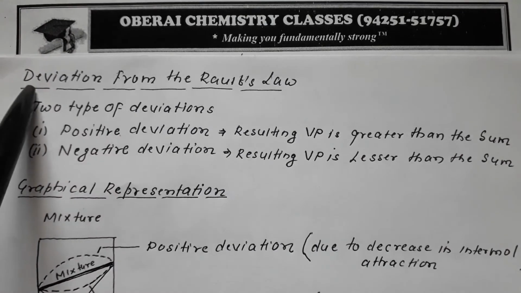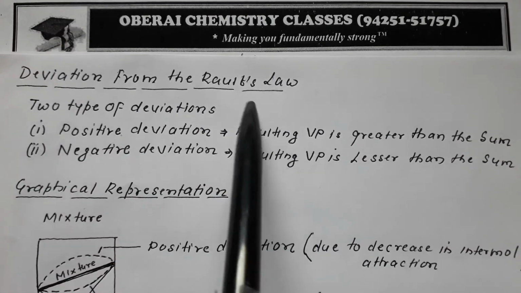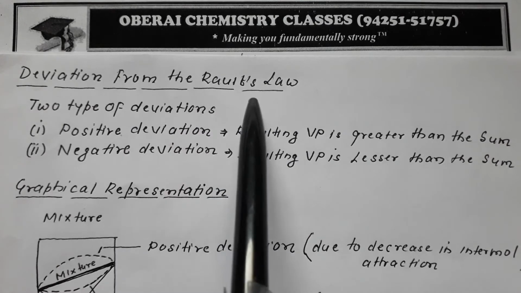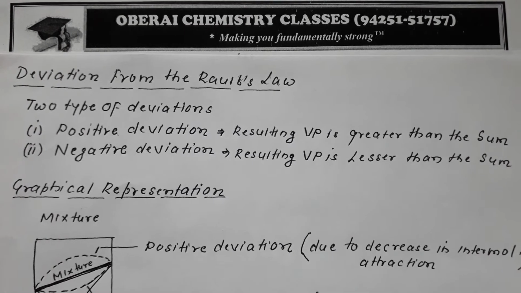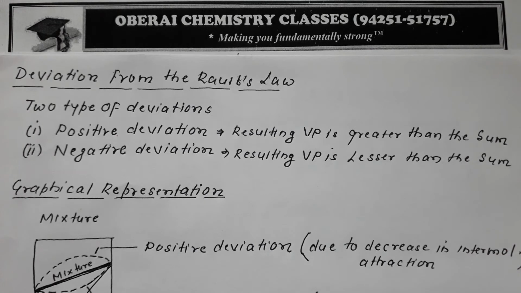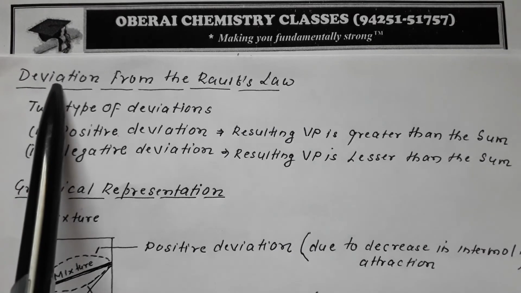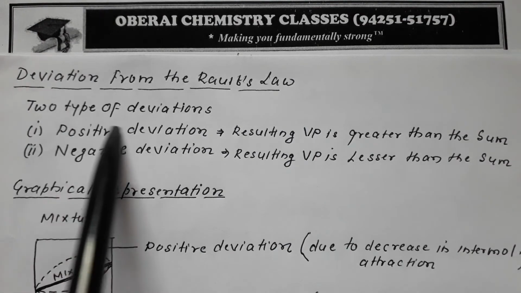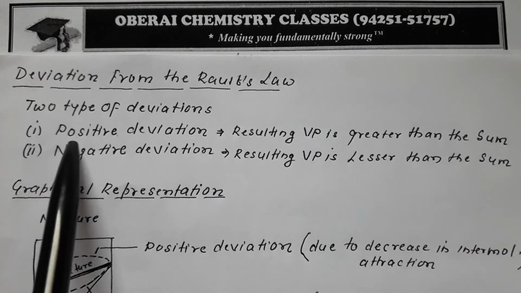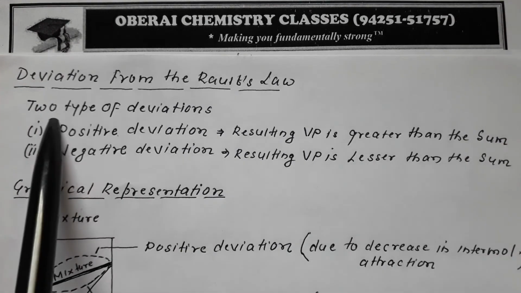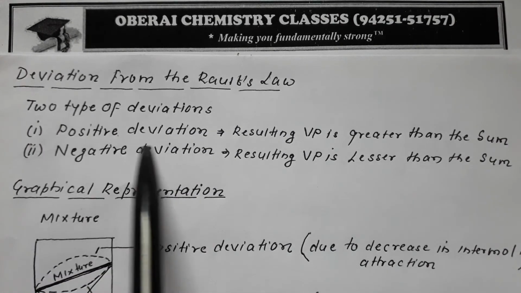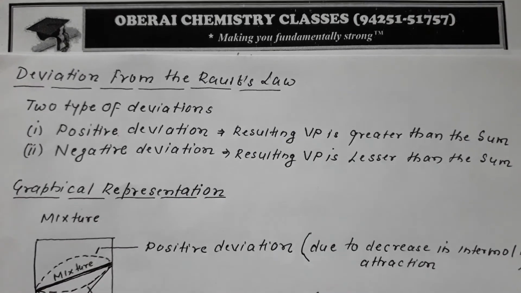So we are discussing deviation from Raoult's law. Raoult says that the vapor pressure of the mixture should be the sum of the two vapor pressures, but in most of the cases the resulting vapor pressure is either more than the sum or less than the sum. That is, most mixtures exhibit deviation. Now these deviations are of two types, positive deviation and negative deviation.